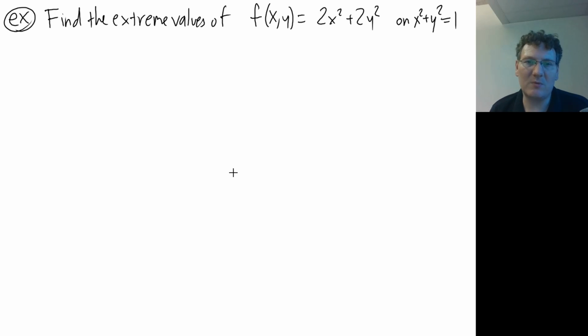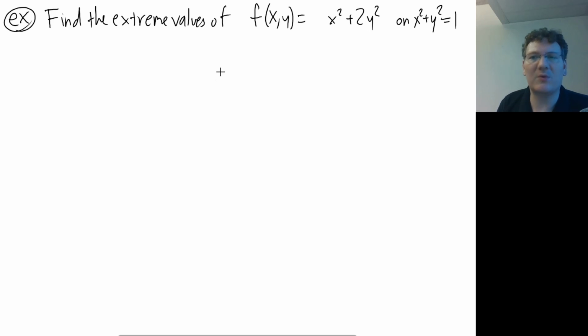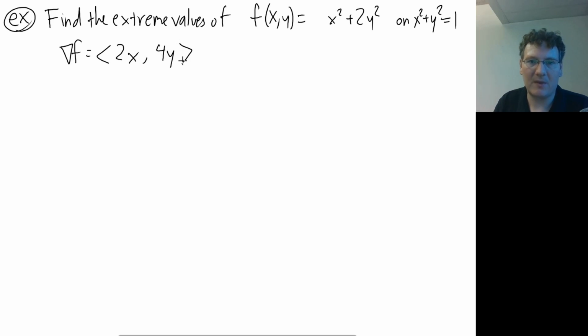We're going to find the extreme values of this. We're going to look for the extreme values of this other function, x squared plus 2y squared, on the curve x squared plus y squared equals 1. So to be clear, our gradient of f is the vector 2x comma 4y, right?